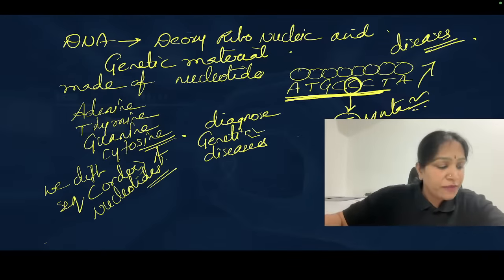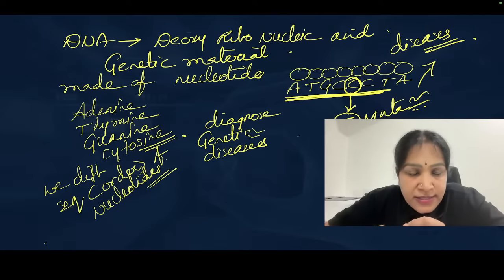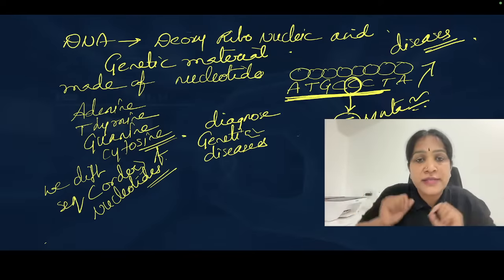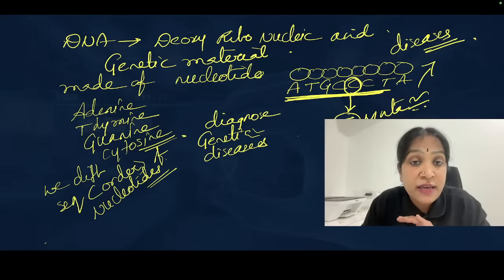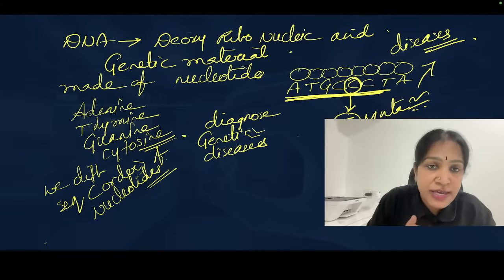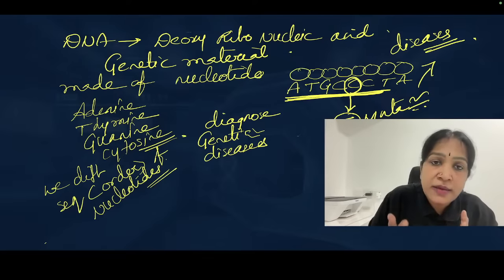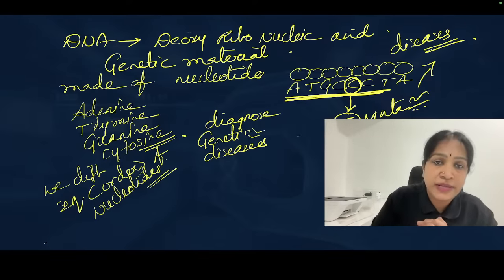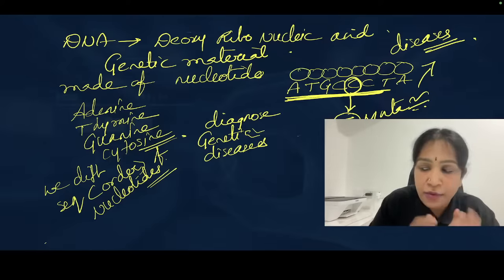I repeat, we can diagnose genetic diseases by sequencing the DNA, by reading the DNA sequence. Because when the sequence of nucleotides in a gene changes, that is nothing but a mutation. What is a mutation? A change in the gene sequence. And mutations will cause diseases.